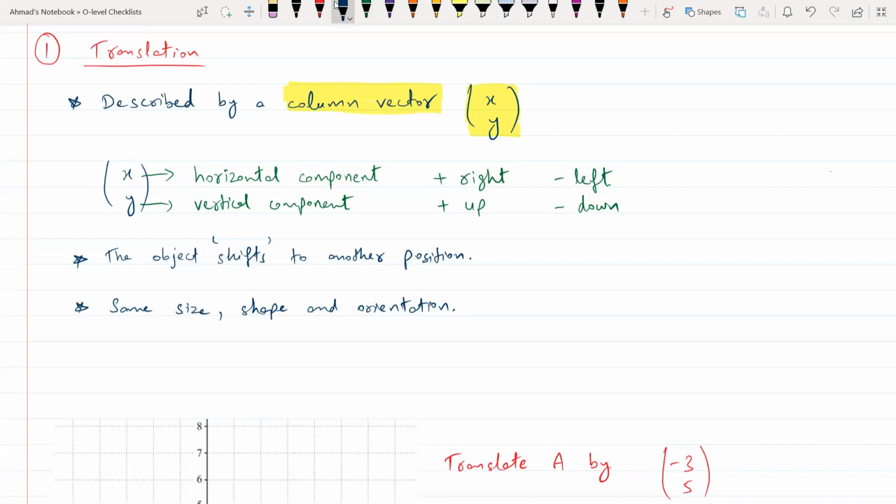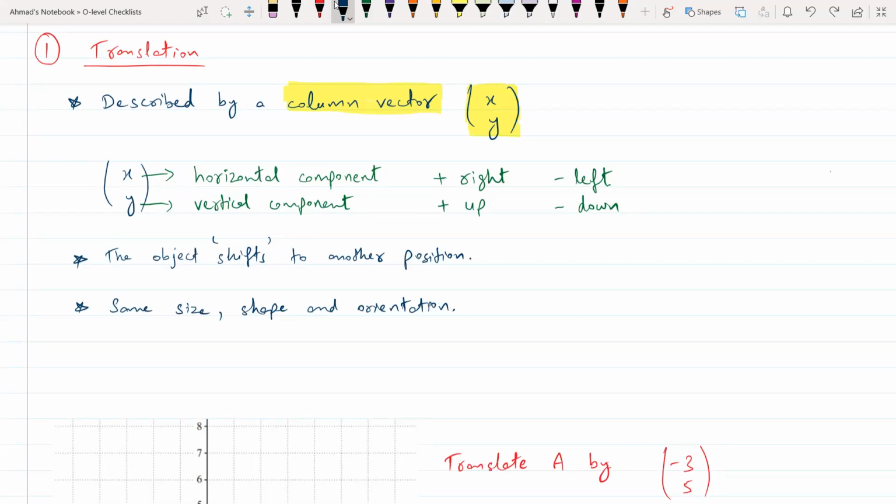Horizontal component होता है उसमें अगर plus आ रहा हो, so that means you're moving towards the right. अगर minus आ रहा हो, you're moving towards the left. If you have plus in the vertical component, that means you're moving up. If you have minus in the vertical component, that means you're moving down. Okay, so this is how a translation is represented using a column vector.